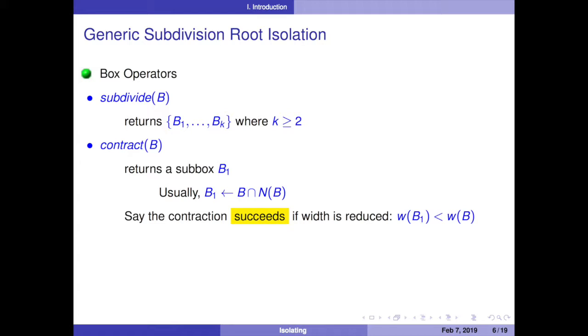And contraction means you take the box and shrink it to something smaller, where hopefully, if it's a valid operator, you haven't lost any roots, and you know that the roots are contained in the shrunk box. And you say this contraction succeeds if the width of the resulting box is less than that.